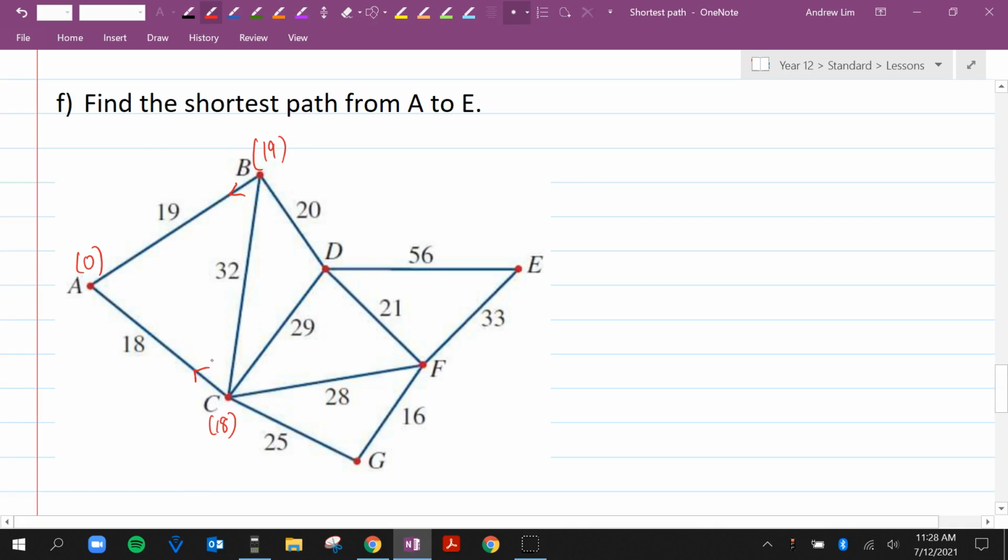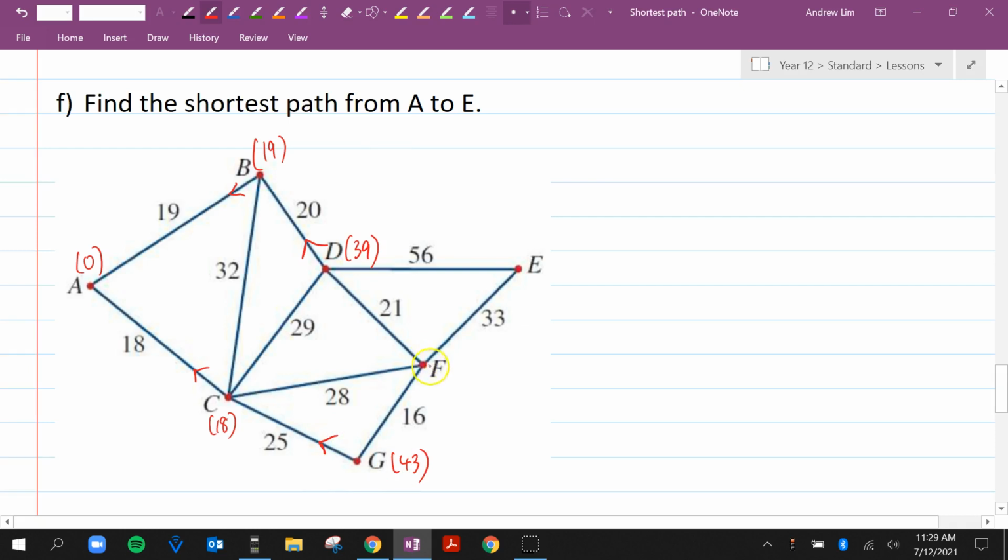Right, the next thing I would probably do is D. I can see that D is connected from 19 and 18. 19 plus 20 is 39. 29 plus 18 is more than that, so we've got 39 from the 20 edge. What about G? G, we've got 18 plus 25, which is 43. It's pretty much the only one. So I'm going to draw my arrow there.